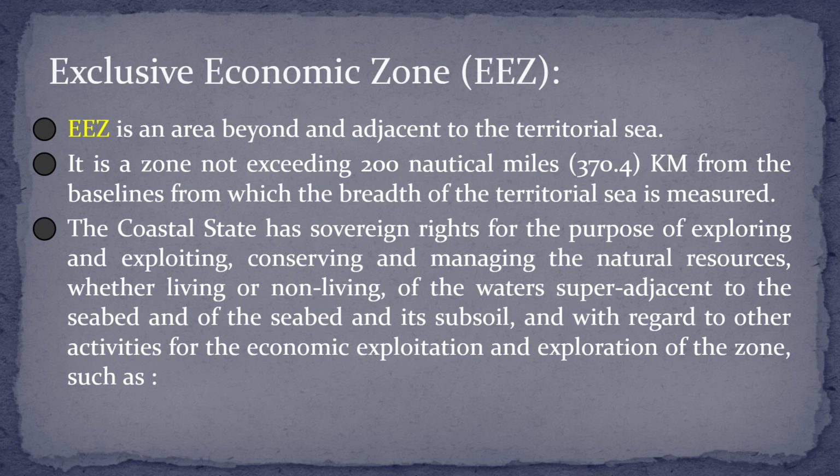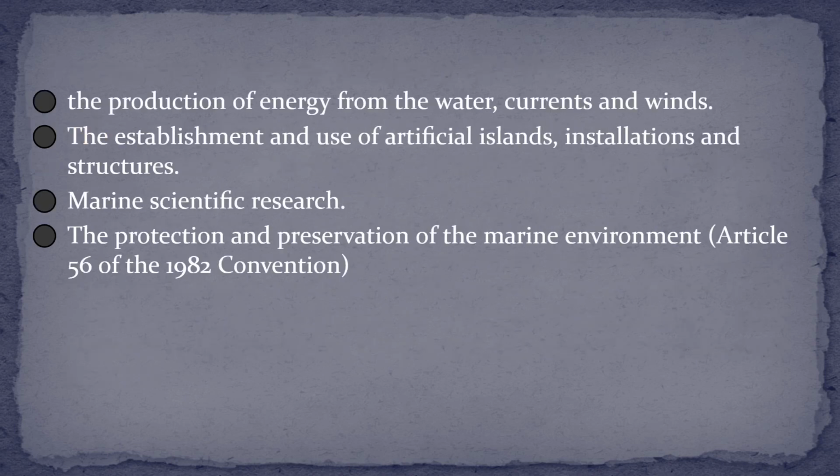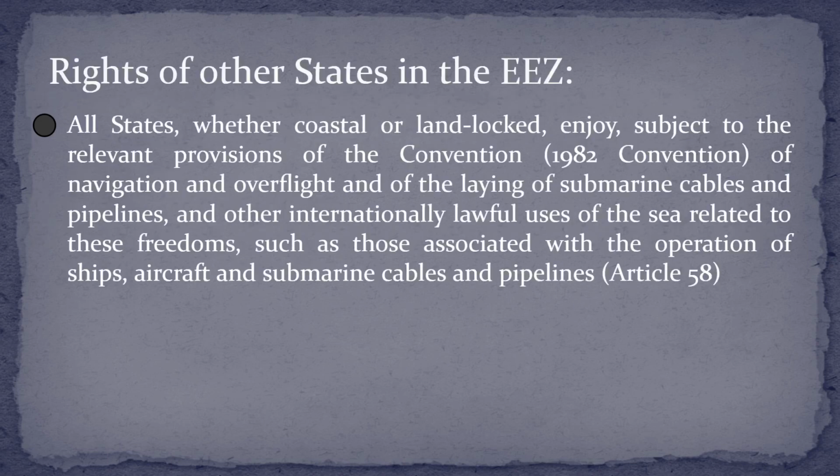The coastal state has sovereign rights for the purpose of exploring and exploiting, conserving and managing the natural resources, whether living or non-living, of the waters superadjacent to the seabed and of the seabed and its subsoil, and with regard to other activities for the economic exploitation and exploration of the zone, such as the production of energy from the water, currents and winds, the establishment and use of artificial islands, installations and structures, marine scientific research, and the protection and preservation of the marine environment. Article 56 of the 1982 Convention.